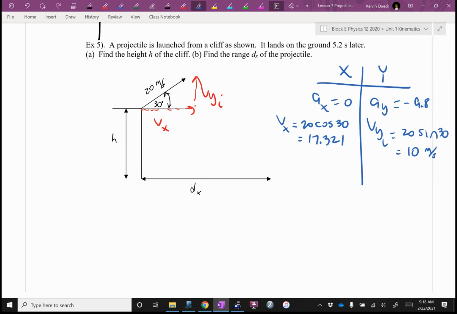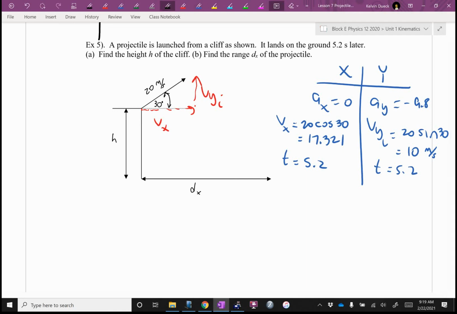How many things do I know on the right in my vertical column? 2. How many things do I know on my horizontal column? 2. I need 3 to find the fourth. So what else did they tell me? Why is time so nice? Because it's a scalar, it can go in both columns. I know 3 things, I can find a fourth.